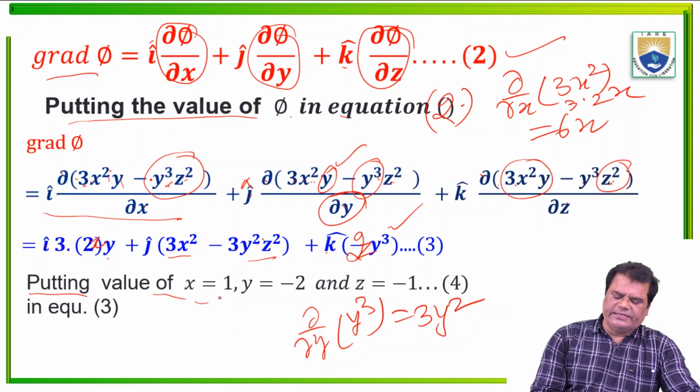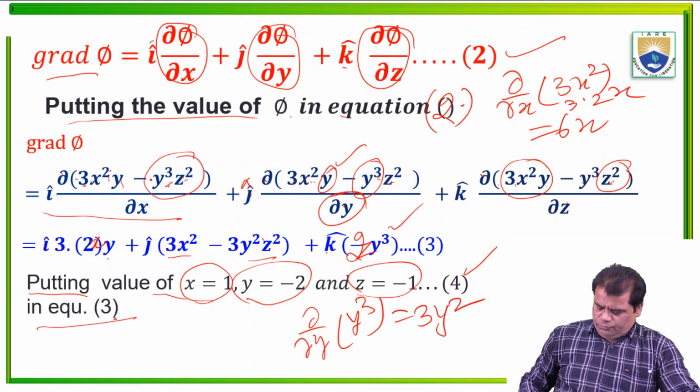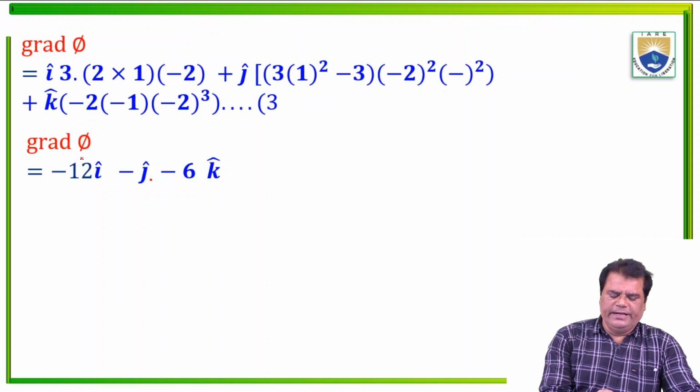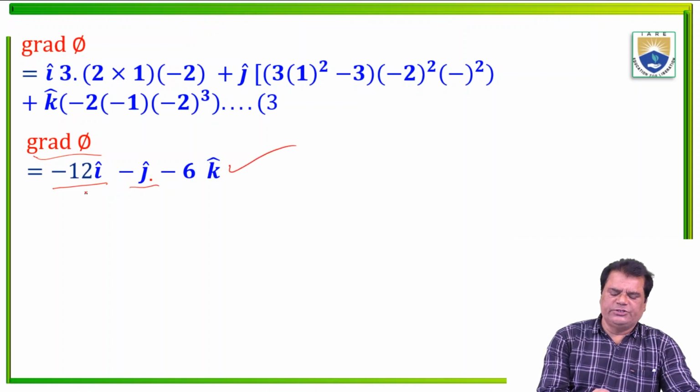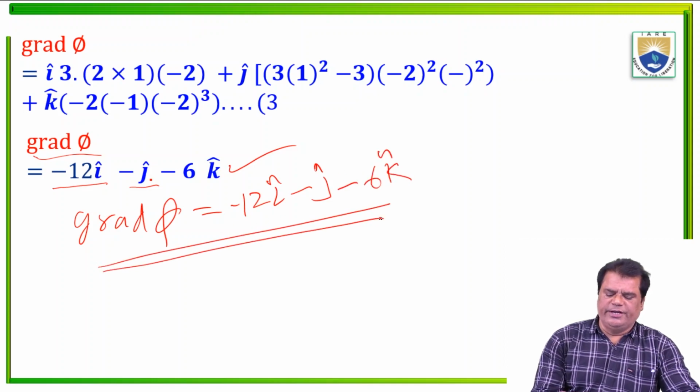Now putting the values x equal to 1, y equal to minus 2 and z equal to minus 1 in equation 3, from equation 4. Then we get grad phi equal to minus 12i cap minus j cap minus 6k cap. Okay, so this is the gradient.